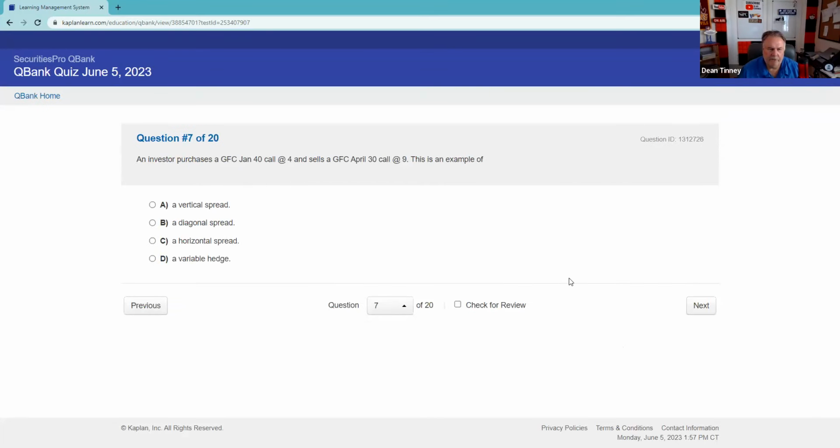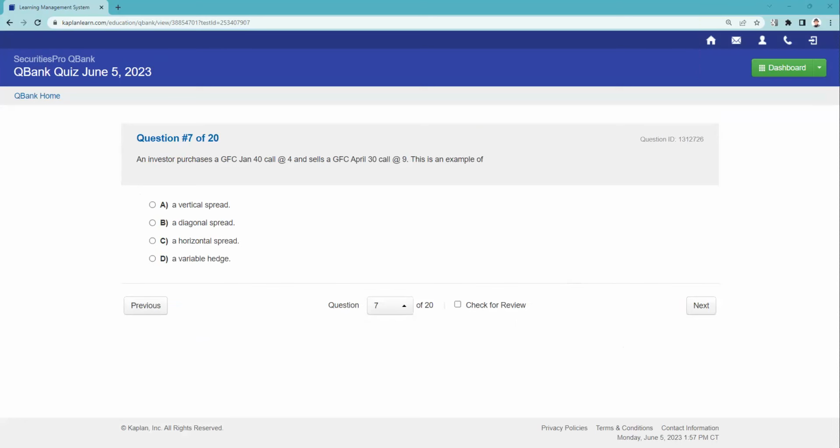An investor purchases a GFC January 40 call at 4 and sells a April 30 call at 9. Okay, these I have to write down. Definitely, I like to write down the process, like on top of each other. Not a problem. That's what I would recommend.